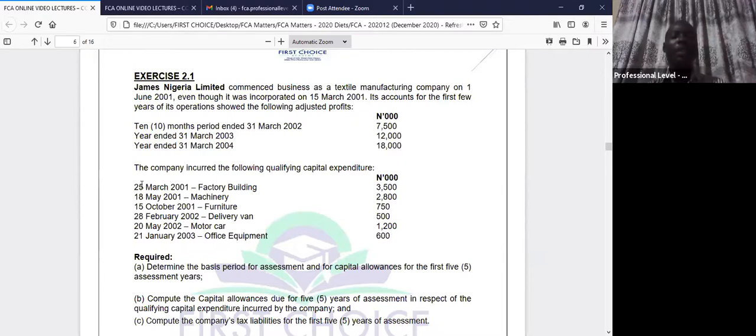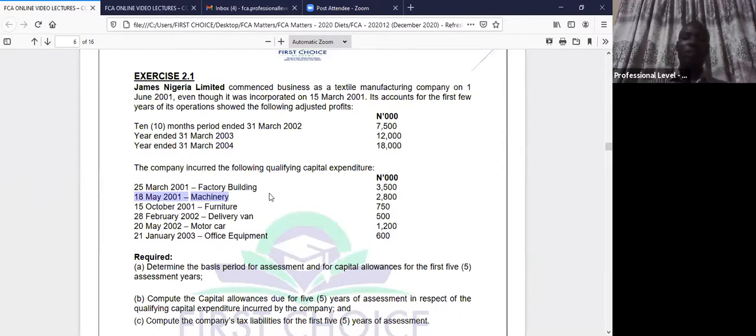Now you see this one here, March 25, 2001, factory building. What does it tell you? This building was acquired after the incorporation date. You see, they got the certificate from CAC on March 15, and then they went to buy a building on 25th of March. The business is still yet to commence. They have bought the factory building in preparation. That's fine. On 18th May, they went to buy a machine. Business is starting in June. They went to buy a machine. That's fine. These two assets were purchased before the business commenced.